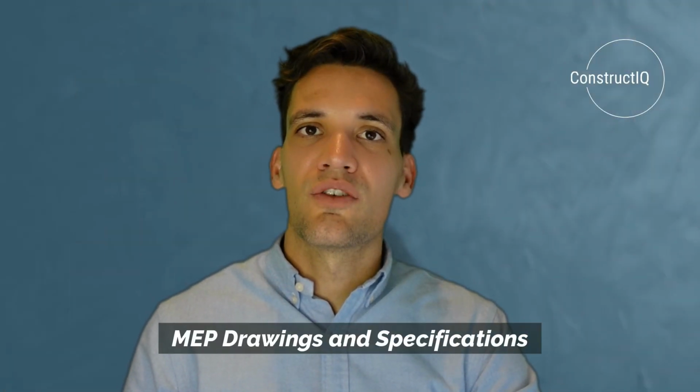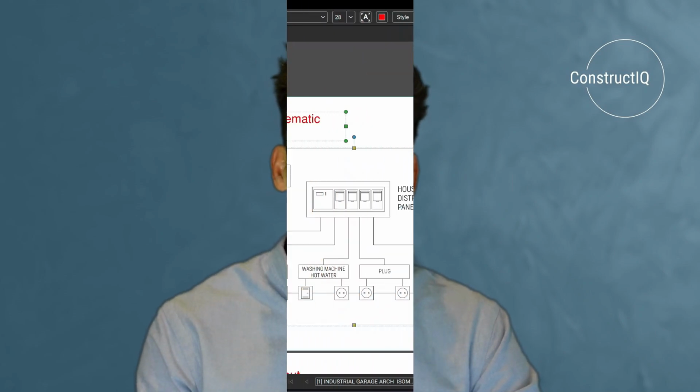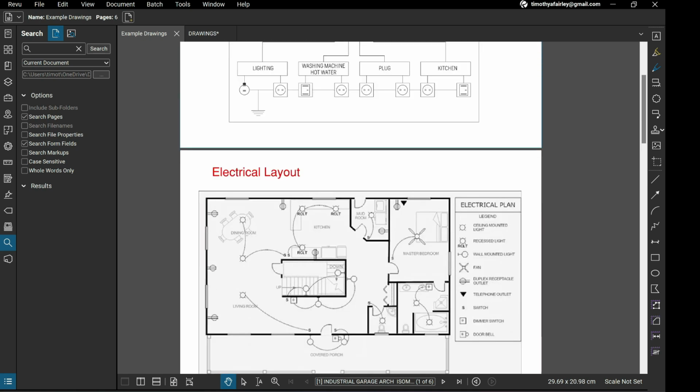Let's start with looking at an example drawing package of mechanical, electrical, and plumbing, and we'll go through all the different types of drawings and what they're representing and what they're showing. All right. Now we're going to look at some example mechanical, electrical, and plumbing drawings. And you'll notice when looking at these sorts of drawings, whether they're mechanical or electrical, they come in two categories. You've got schematics and you've got layouts.